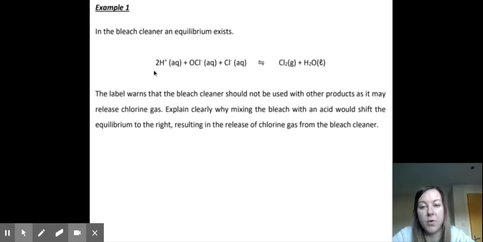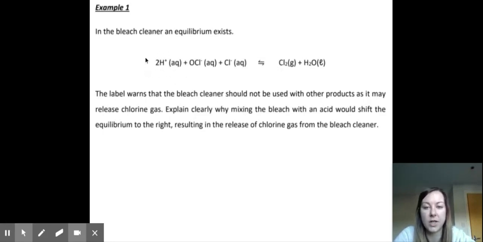So if we have on the reactant side of our equilibrium hydrogen ions and we add an acid into this system, we are adding more hydrogen ions. So if we add more hydrogen ions, we are increasing the concentration of that reactant, and in doing so, we are pushing the equilibrium to the right-hand side.